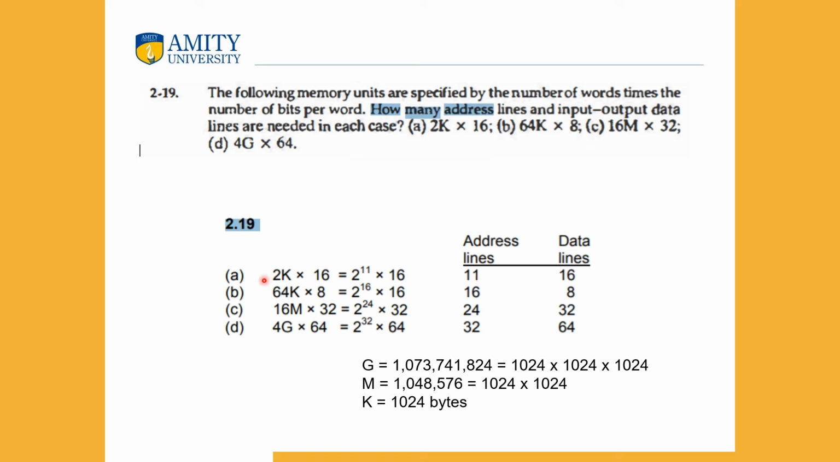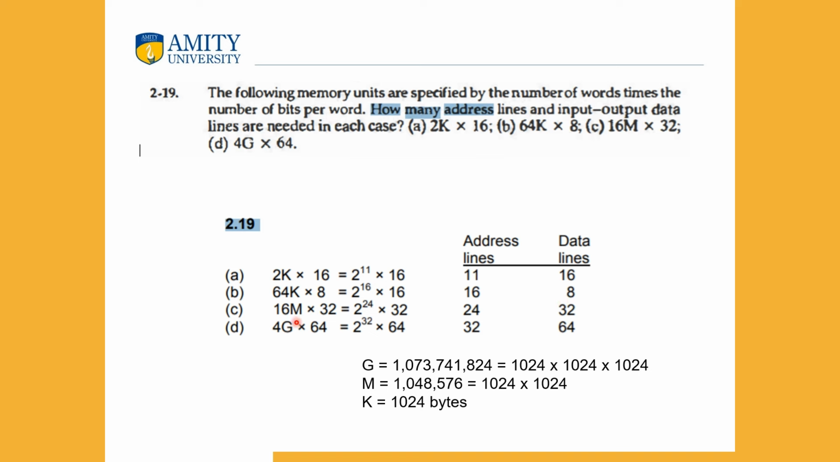Then coming to part B, 64K, so 64 into 1024 will be equal to 2 power 16. You can find this through basic mathematical simplification. So 2 power n equals 64 into 1024, and once you find the power, that becomes the number of address lines. There is a mistake here, it is supposed to be 8 because it is 64 into 8, hence we will have 8 data lines for 8 bits.